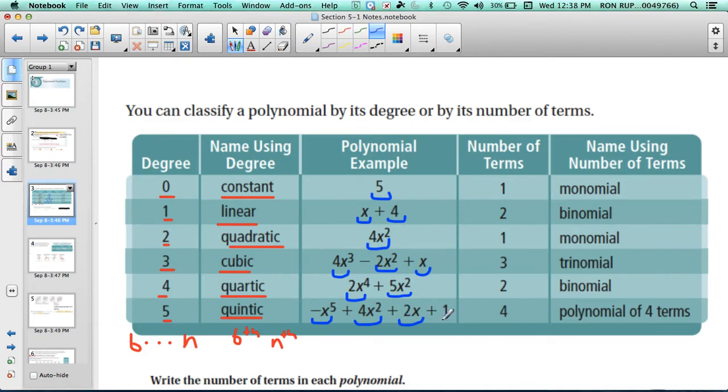Basically, I want you to memorize the first 3. 1 term is a monomial, 2 terms a binomial, 3 terms a trinomial, and anything after that, so 4 all the way down to n, you would say it's a polynomial of 4 terms, or a polynomial of n terms. So if I have 100 different terms, I would say that's a polynomial of 100 terms.